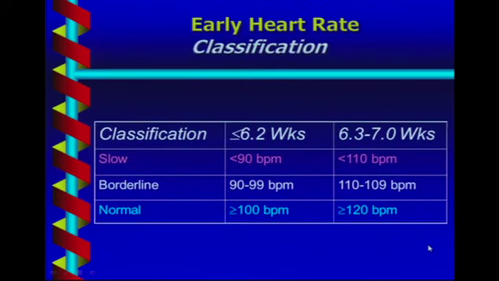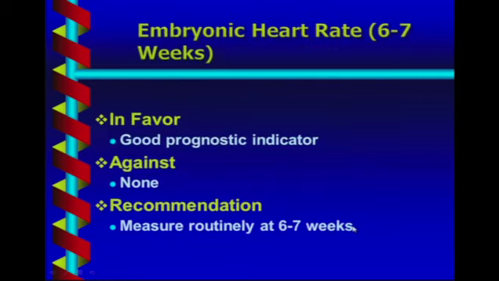So in terms of classification, we can classify the heart rate as slow if it's less than 90, up to 6.2 weeks, or up to a crown rump length of 4 millimeters. Normal if it's above 100, and borderline in between, with those numbers being 20 beats per minute higher at 6.3 to 7 weeks. So the heart rate is a good prognostic indicator. There's nothing against it, and it should be measured routinely at 6 to 7 weeks.